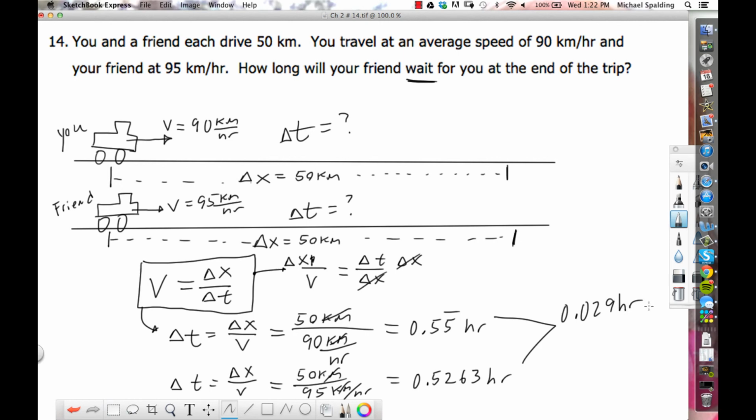Which I would convert to minutes. How do we convert that to minutes? Multiply it by 60. So this would be about 1.75 minutes, which would be 1 minute and 45 seconds.